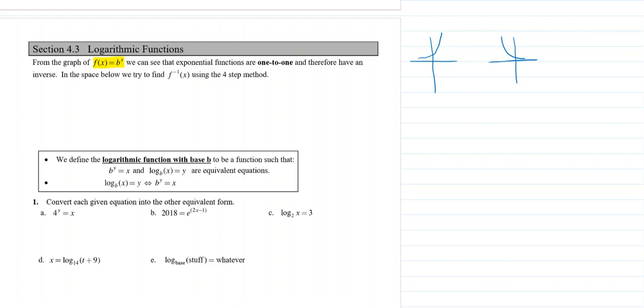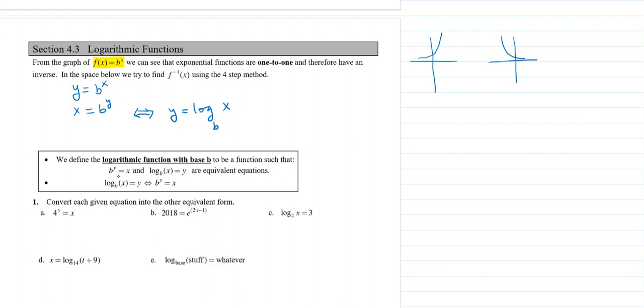And so what do we call that inverse? If you try to do the 4-step process here, you replace f of x with y, you switch x and y, and you try to solve for y, and what is that new function called? We call that log base b of x. So let's remember this. Log base b of x equal y is just another way of saying x equals b to the y, which is what it says right here in this box.